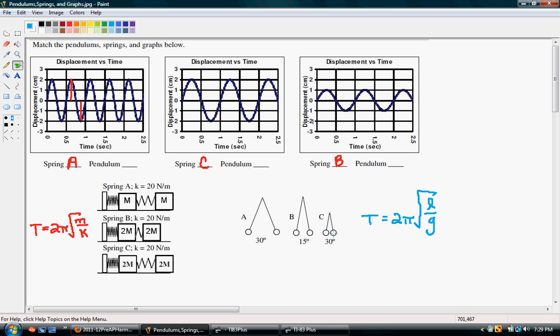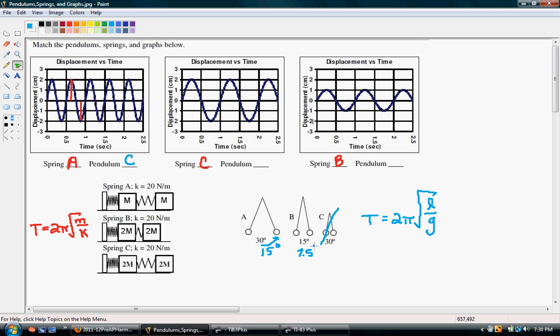Since pendulum C is the shortest and has the smallest length, it will therefore have the smallest time period, and therefore the first graph, which is more frequent, will represent it. Now, if we look at the next two, A and B, they have the same length, so they're going to have the same frequency. But A has a greater amplitude. Okay, notice that the amplitude here is 15 degrees, while the amplitude for B is only 7.5.